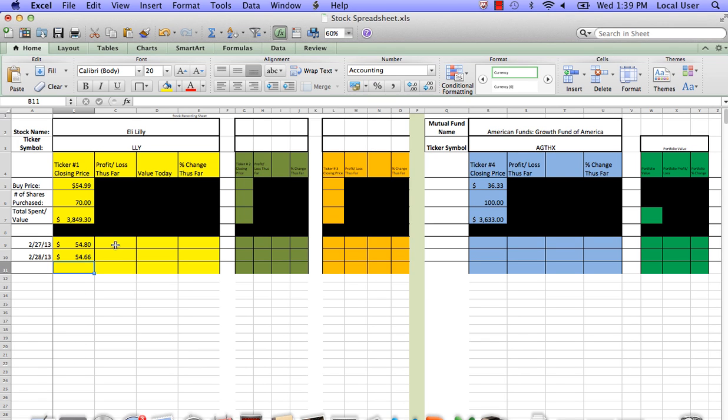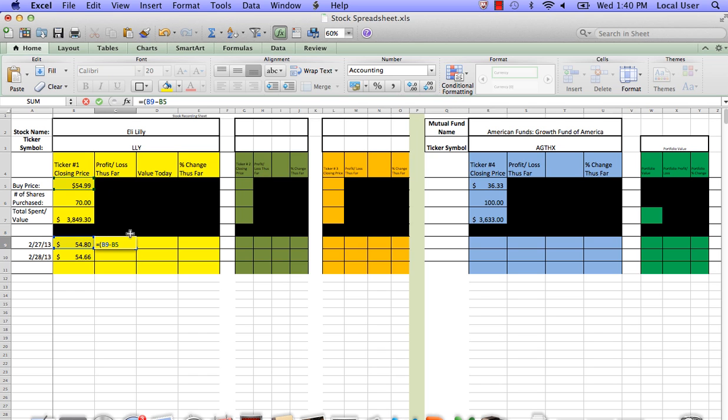Now, the profit or loss thus far, the formula for it is you do the equal sign, and then you take how much the stock is worth on that day, at the end of that day, all right? And we're going to subtract, and actually I need to put parentheses. I'm going to start over on that. Sorry about that. All right, I'm going to do equals, and then I'm going to put a parenthesis. And we're going to take this number minus the buy price.